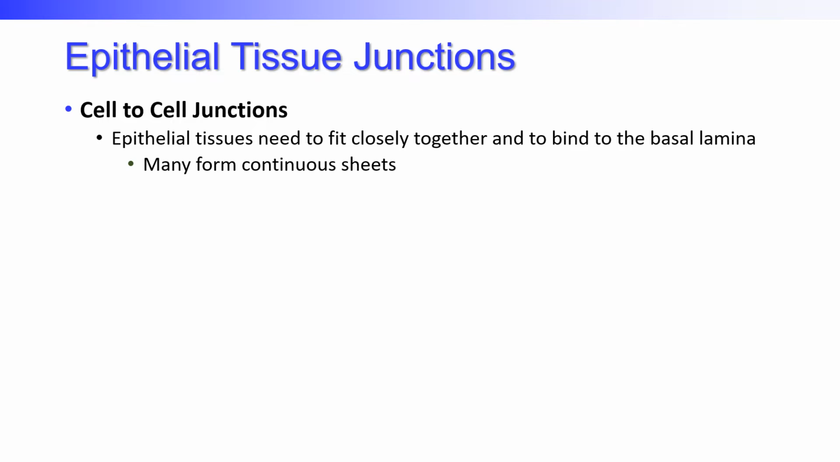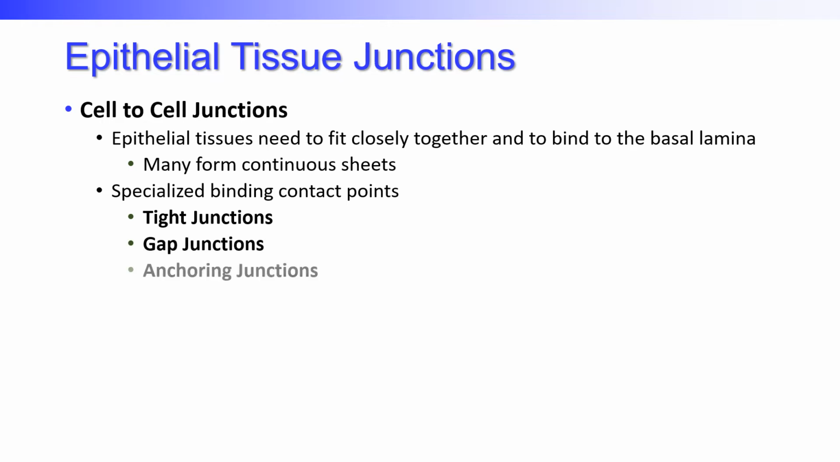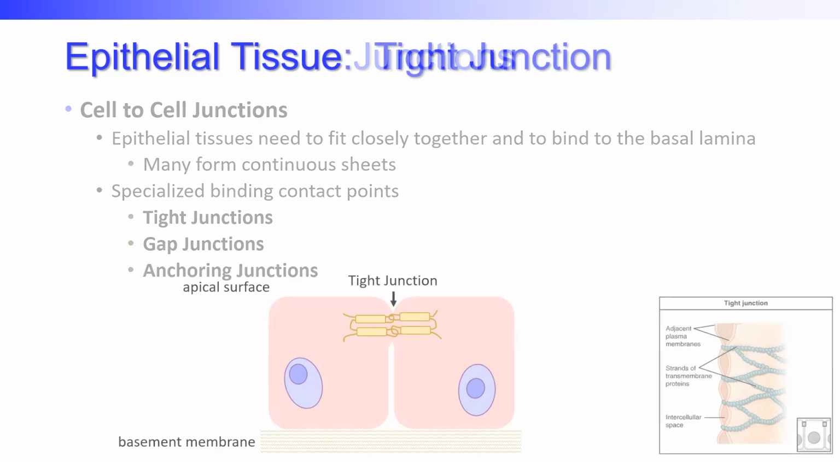Regardless, the function of epithelium requires that these cells fit together. And they fit together very closely, or at least maybe closely but with a little bit of looseness in there, because it's going to depend upon what the cells are doing. And it also is important that they are bound to that basement membrane in order to create tissues and even glands. Because these junctions are going to be specialized, we can call them specialized binding contact points. And within epithelial tissue, there are three different types. You have tight junctions, gap junctions, and anchoring junctions. So let's have a look.